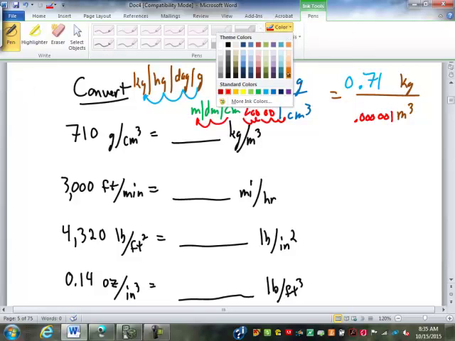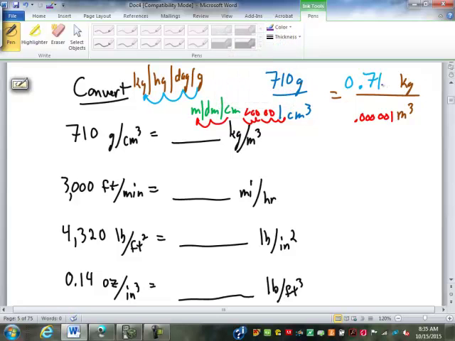Now, of course, to finish this off, we have to divide that out. 0.71 divided by 0.000001 is 710,000 kilograms per meter cubed.